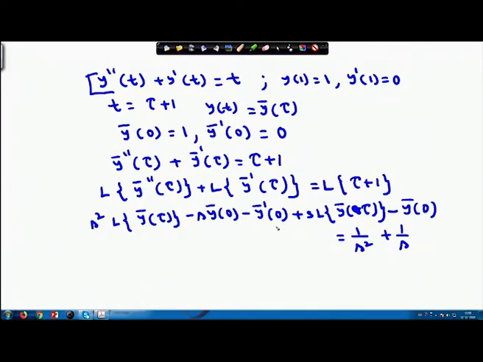Now, substitute the values of y bar (0) and y bar dash (0), which you know: y bar (0) is 1 and y bar dash (0) is 0. So, substituting in this equation, I will obtain s squared times the Laplace transform of y bar (tau) minus s, plus s times the Laplace transform of y bar (tau) minus 1.